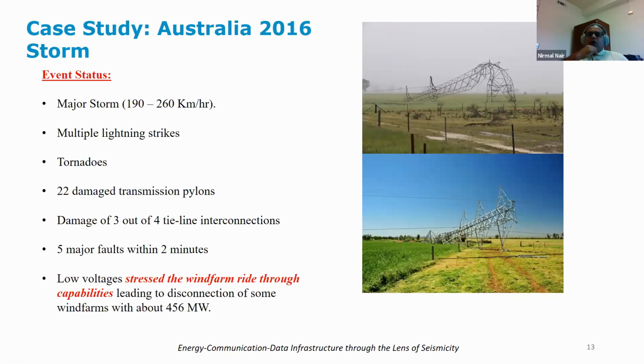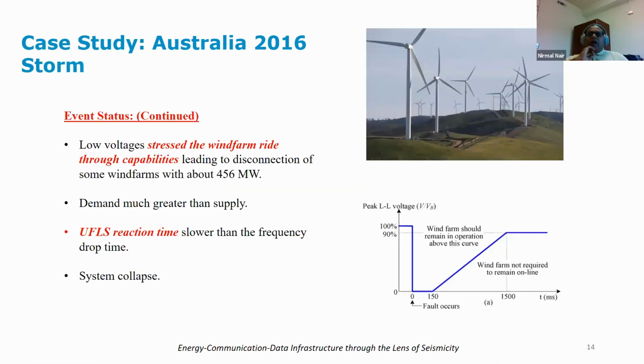The event was a major storm, with multiple lightning strikes, tornadoes, 22 damaged transmission pylons, and 3 interconnectors damaged. Most of the wind farms have a particular technology to cut off when there is a huge disturbance. That operated, and that cut off about 456 megawatts. So almost all the wind farm generation just disconnected. What did that do? The automatic system tried to get some help from the neighboring network. It was unsuccessful. It was dragging the rest of the local system down. It just got cut and the whole system collapsed. The whole of South Australia blacked out.